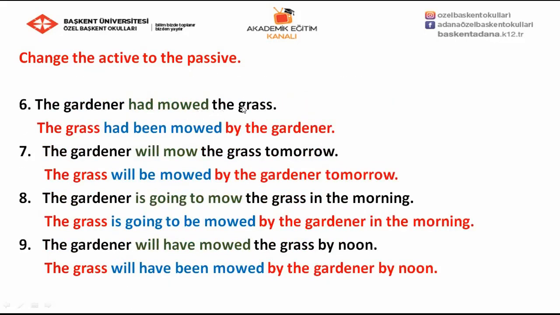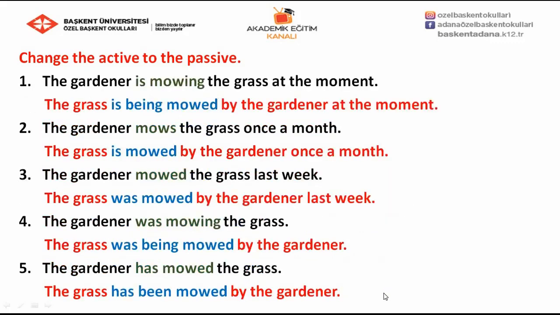The gardener had mowed the grass, past perfect. The grass had been mowed by the gardener. The gardener will mow the grass tomorrow, future simple. The grass will be mowed by the gardener tomorrow. The gardener is going to mow the grass in the morning. The grass is going to be mowed by the gardener in the morning. The gardener will have mowed the grass by noon, and the grass will have been mowed by the gardener by noon. So we have just analyzed different tenses. So we have just converted those active sentences into a passive form.